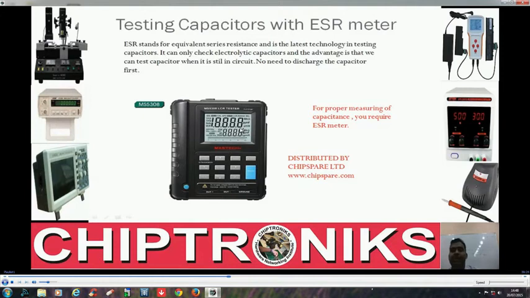And the best ESR meter in the market, this is the Mastech brand, Mastech LCR tester. This is MS5308, a little bit expensive, but this is a very good ESR meter, and this is quite applicable when you do not want to remove the capacitor out of the board, and you have to measure whether this capacitor is good or not. In that case you have to use an ESR meter.